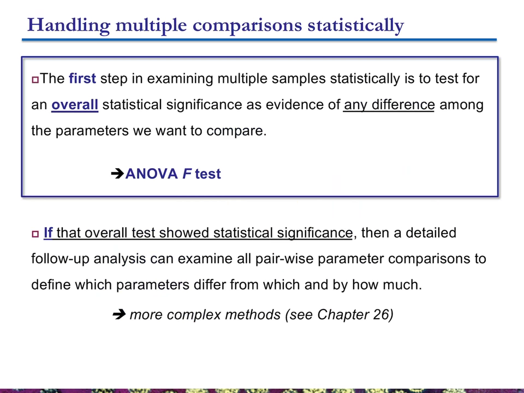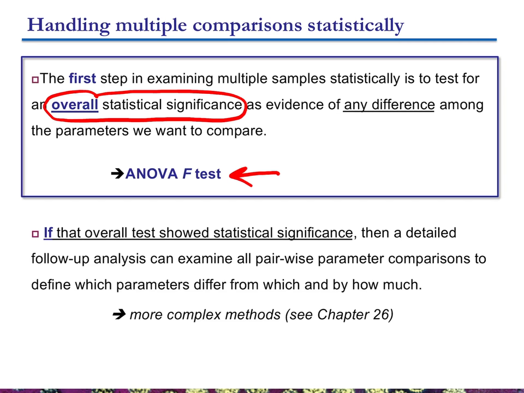Okay, so the first thing we have to do when looking at multiple samples through statistical inference is to look for an overall statistical significance. In other words, we're looking to see if among all possible comparisons of these samples, there's even one difference among those sample averages. Is there any statistically significant difference anywhere in all the possible comparisons of these samples? And again, that's what the ANOVA F test is going to do here.